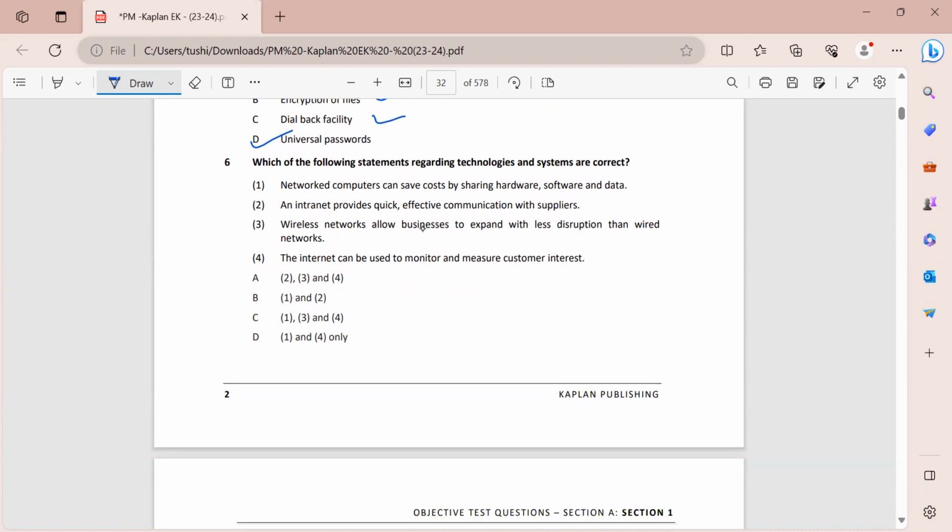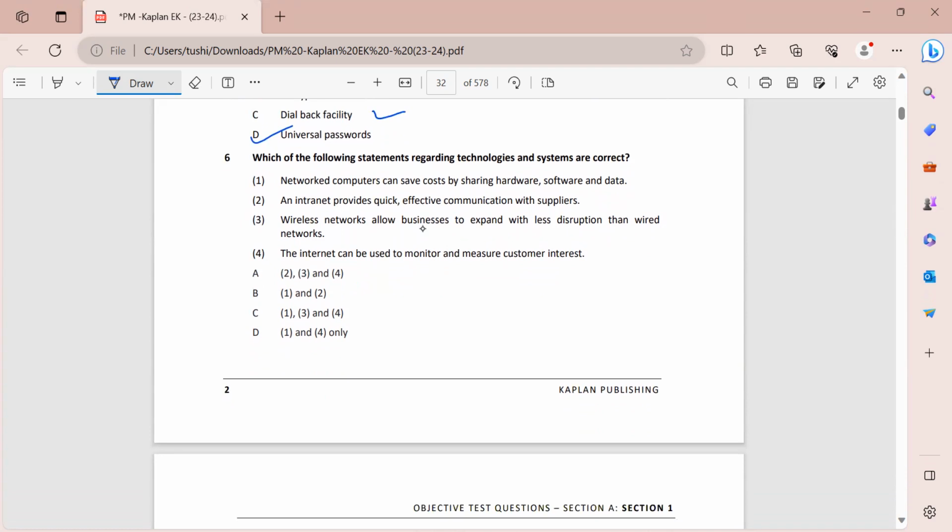Now moving on to the sixth one. Which of the following statements regarding technologies and systems are correct?